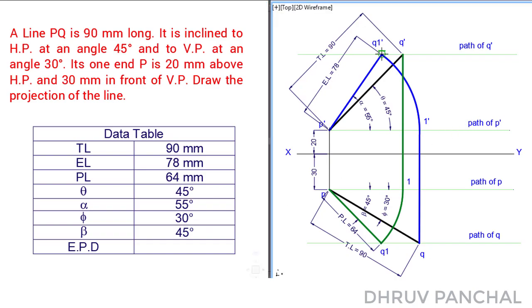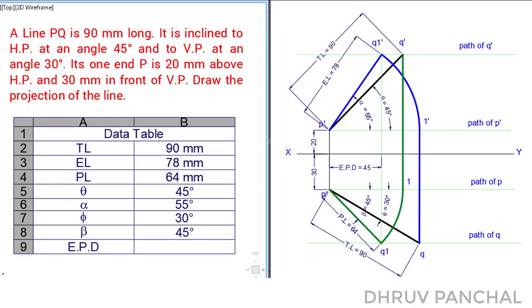After that, join point Q1 dash with Q1. Measure the distance between line P' and Q1 dash Q1, which will be 45 mm. This distance is known as end projector distance. Also, mention it in data table.